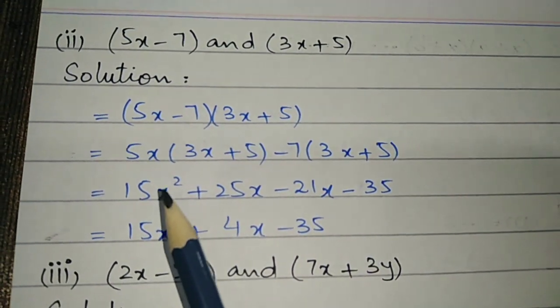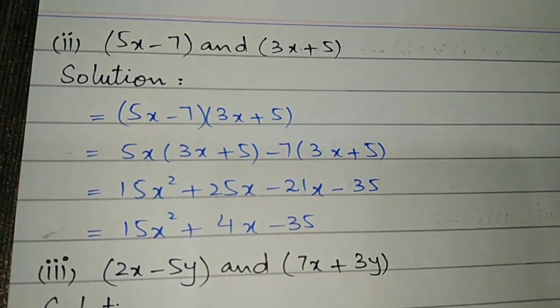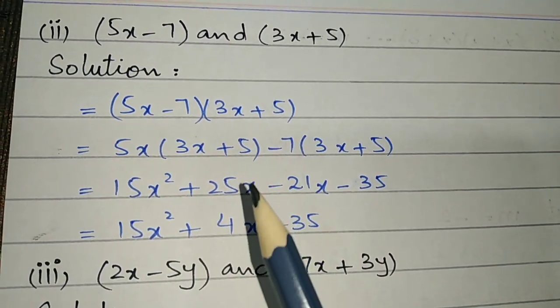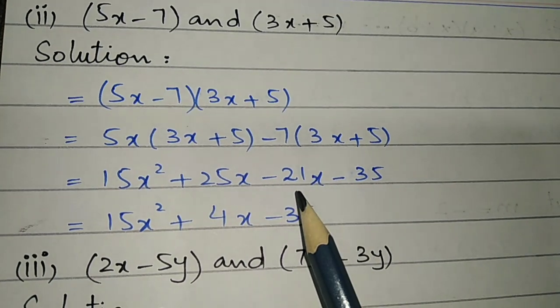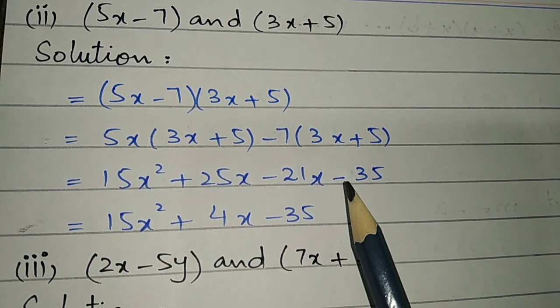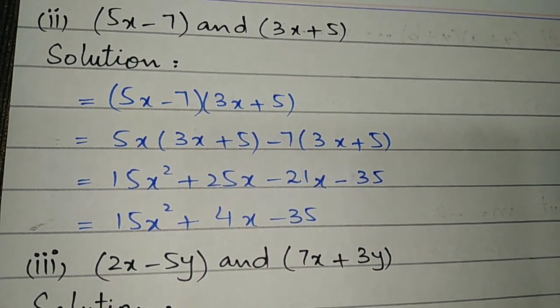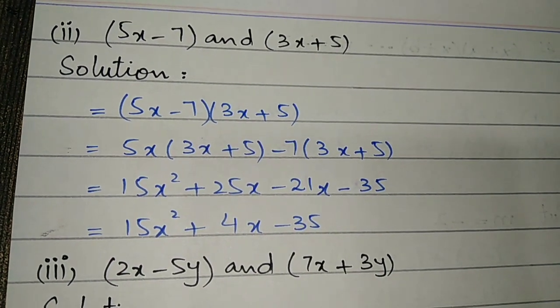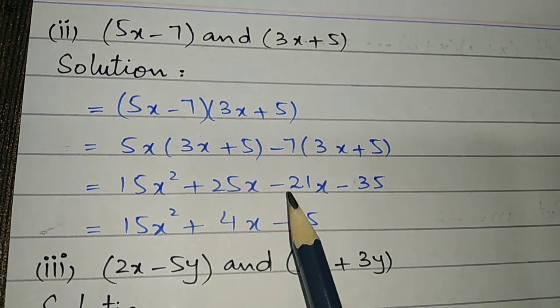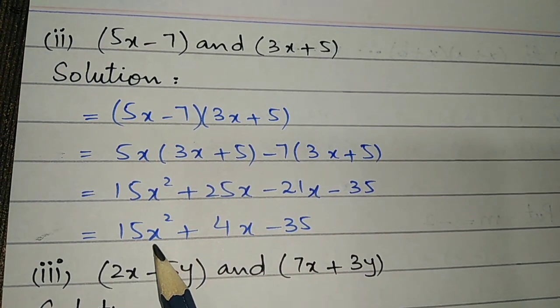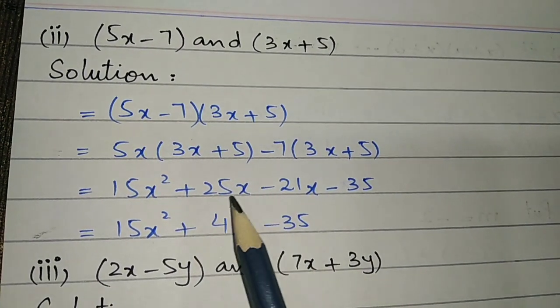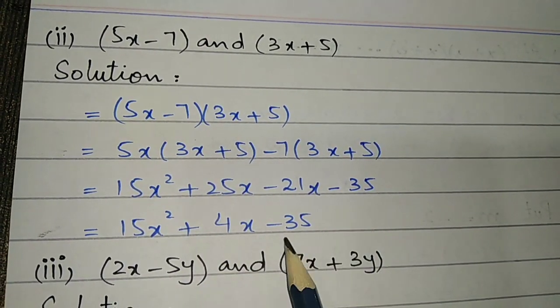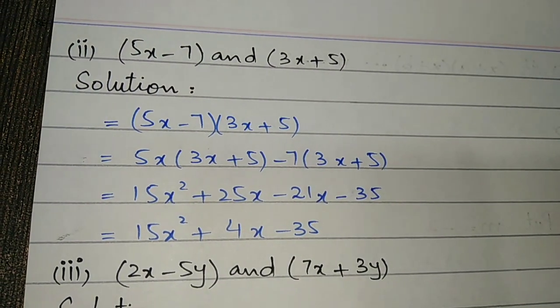Now 5 times 3 is 15. Powers will be added, that is x square. 5x times 5, that is 25x. Minus 7 times 3 is 21x. Minus 7 times 5 is minus 35. Now we have to solve the like terms, that is 25x minus 21x. So 15x square as it is, plus 25 minus 21, that is 4x. Negative 35 is the product of these terms.